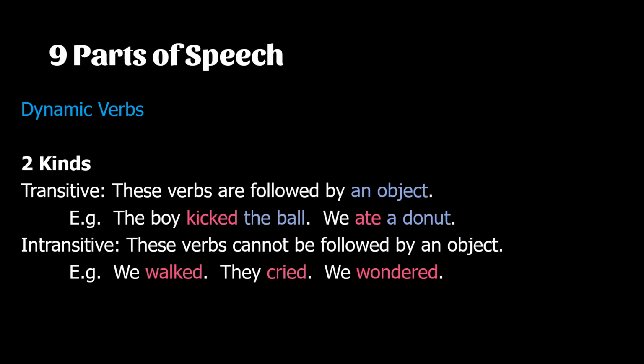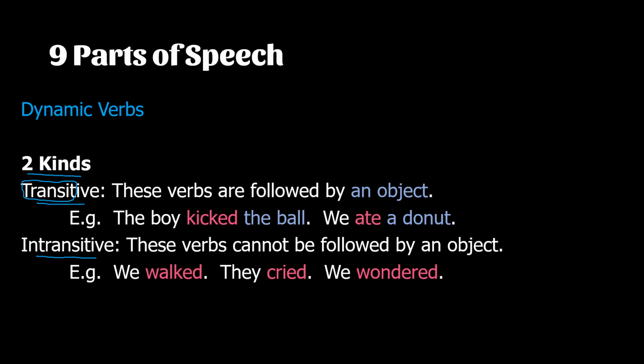Now we're going to look more specifically at dynamic verbs themselves. So there's two kinds, and these are called transitive verbs and intransitive verbs. All right, if you look at the word transitive, inside it, you will notice the word transit, which means to move from one thing to another. In the case of dynamic verbs, what's happening is the verb is causing something to move from one state to another state. So for example, we kicked the ball.